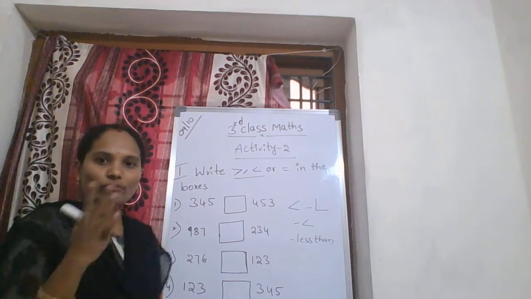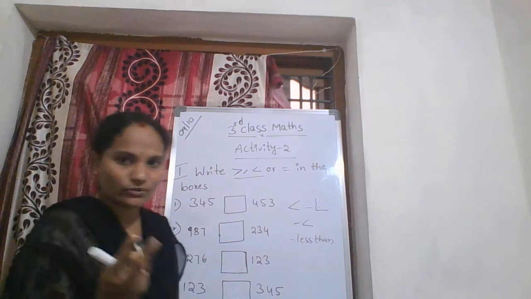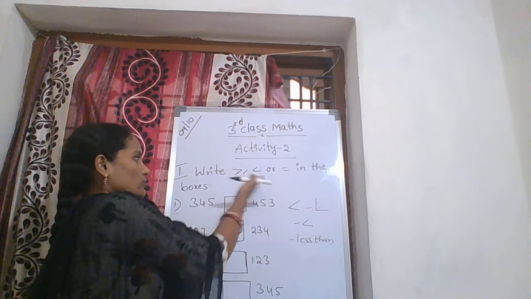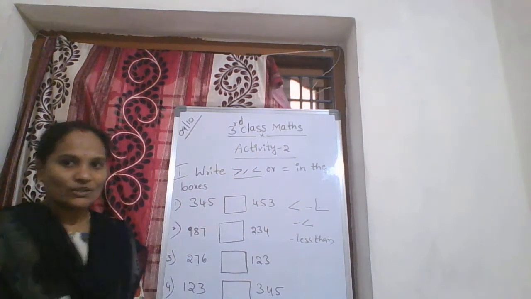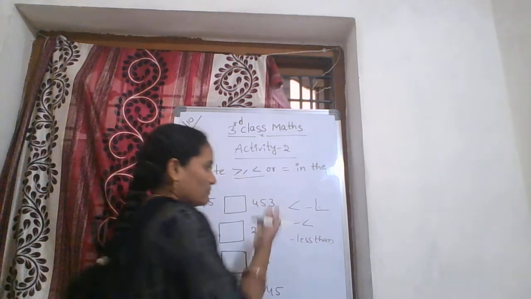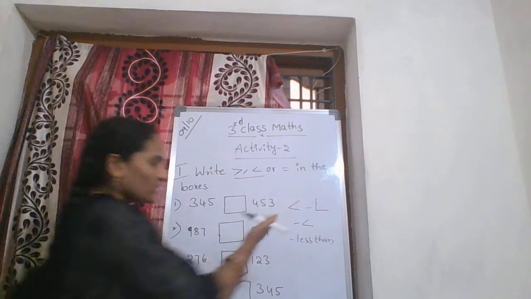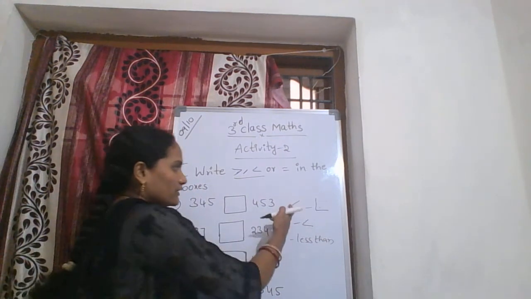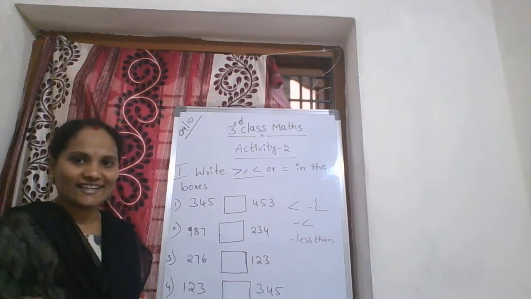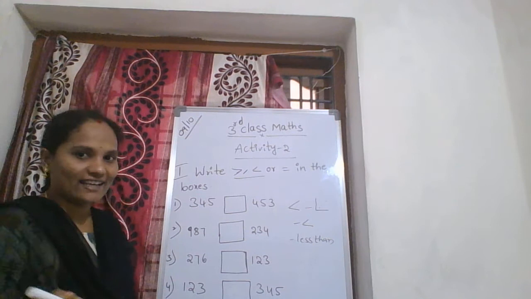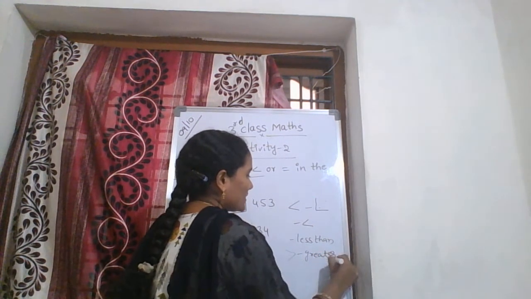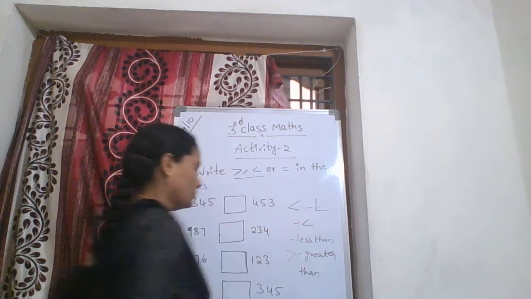Okay, children. Only two symbols we are using for comparing numbers. Equal, you know that. Otherwise, these two symbols we use for comparing numbers. If somebody doesn't know how to read these symbols, I will explain in a simple method. Keep this in your mind. This L bend like this, you get this symbol. L for less than. Otherwise, the next one is what? Greater than. The remaining one is greater than. Only two symbols we are using.